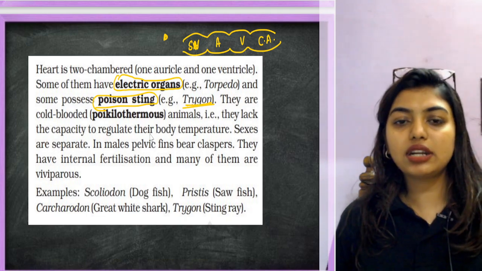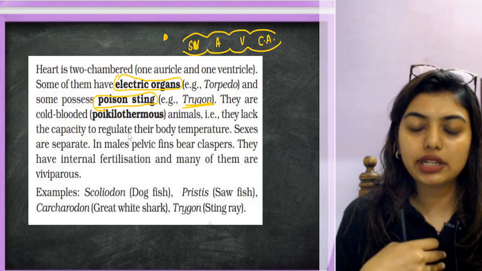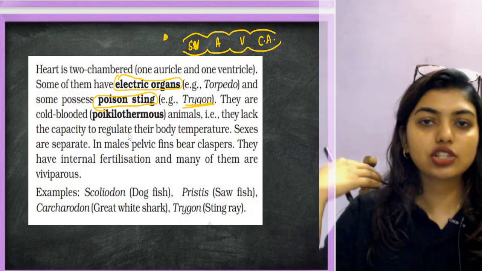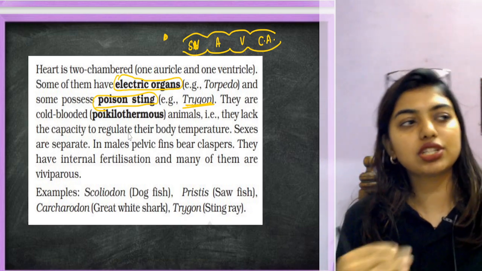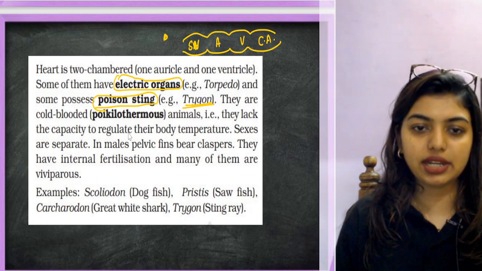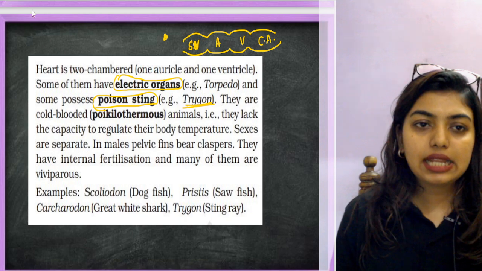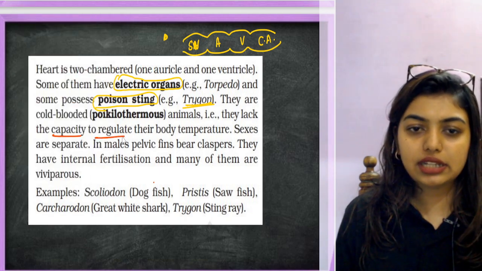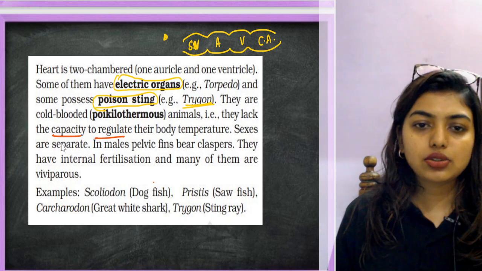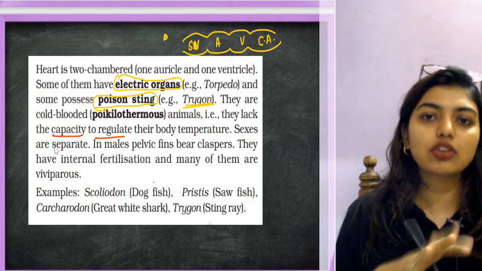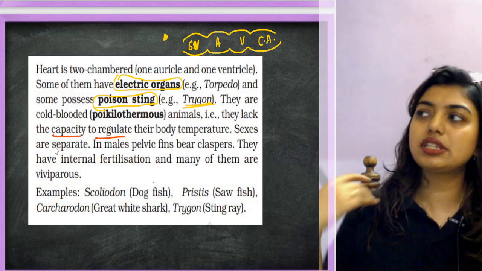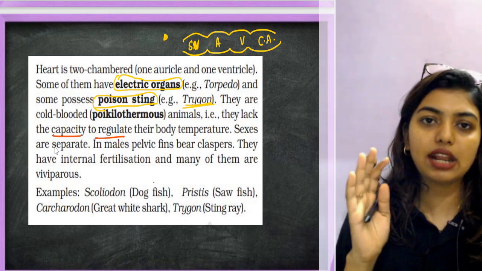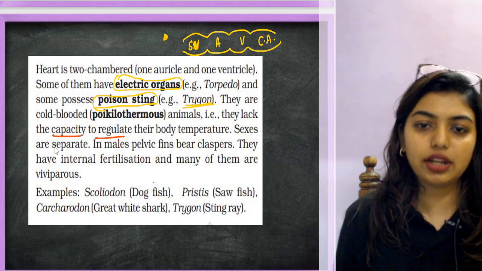They are cold-blooded, that is poikilotherm. Their body temperature changes with the environment. Outside it's cold, they will adjust; outside it's hot, they will adjust. We cannot do that. Our body temperature is constant no matter how the climate is outside. They lack the capacity to regulate their body temperature. So, students, they cannot maintain a constant temperature is what they're trying to say.